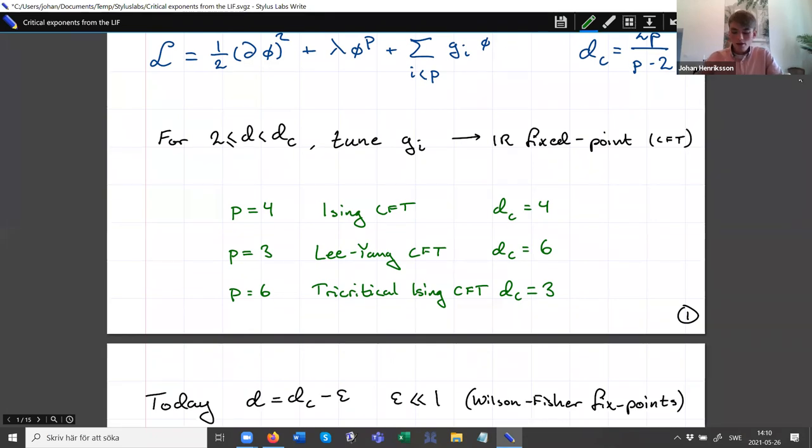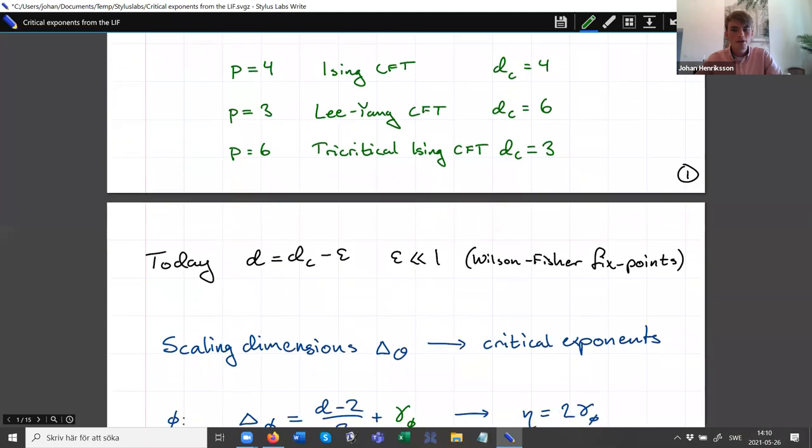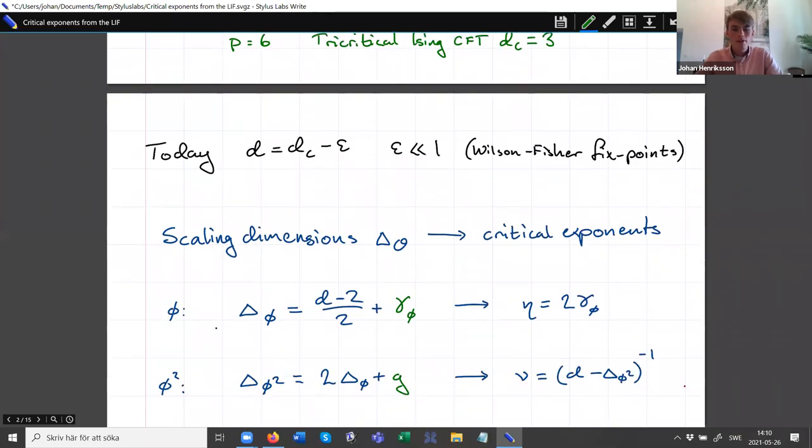The perspective I want to have is really to forget about the Lagrangian description and think of this from the perspective of CFT, putting a bootstrap perspective on this. So I'm thinking of the principal observables as the conformal data. We have, for instance, scaling dimensions of local primary conformal operators, Delta_O, from which you can compute the critical exponents if you want. The most important operators we're going to consider are phi and phi squared. I define the dimensions in terms of these two parameters, gamma phi and g here, and they will depend perturbatively on epsilon. From these, you get some standard critical exponents.